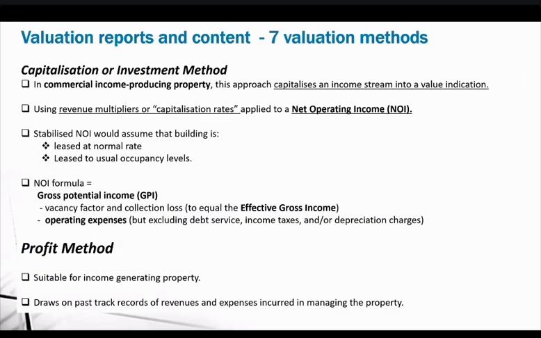Capitalization or investment method, they have what they call NOI, using revenue multipliers or capitalization rate. For NOI, stabilized NOI assumes the building is leased at a normal rate, to occupancy level. The NOI formula is gross potential income minus the vacancy factor and collection loss to equal net effective gross income, minus operating expenses, but it excludes debt service, income tax, and depreciation charge. Last one, I remember this came up in the exam. The profit method is suitable for income generating property and draws on past track records of revenue and expenses.